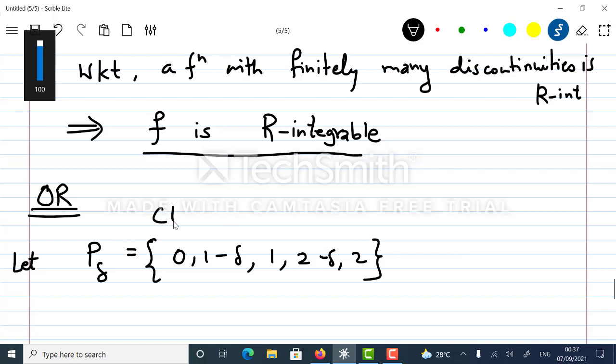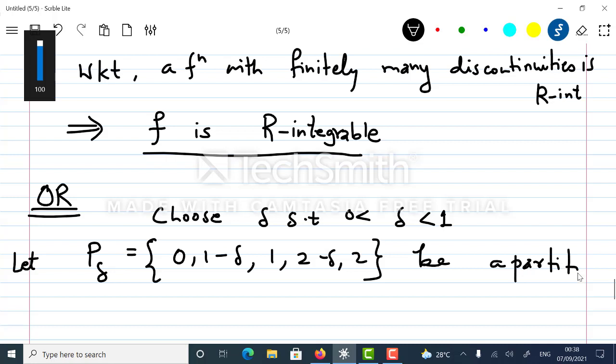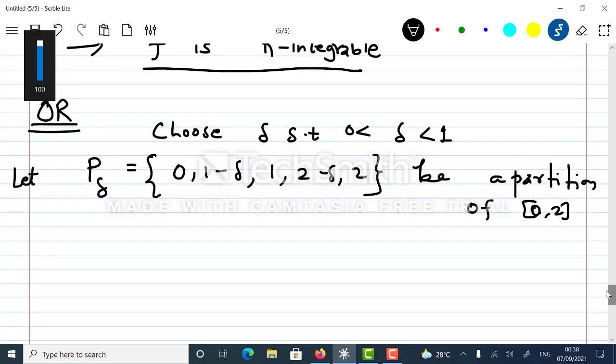So choose delta such that delta is strictly greater than 0 and less than 1, assuming that. And let P delta be a partition of the closed interval 0 comma 2. So you can even draw the graph of this.